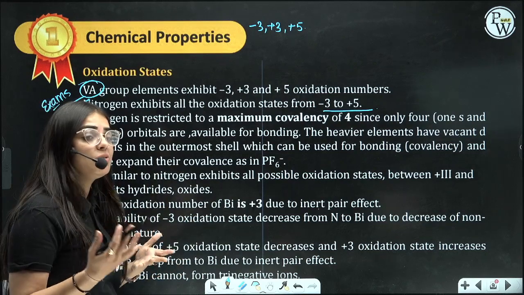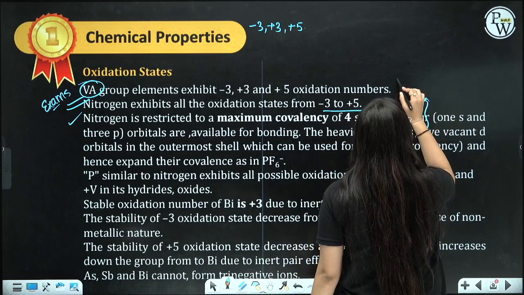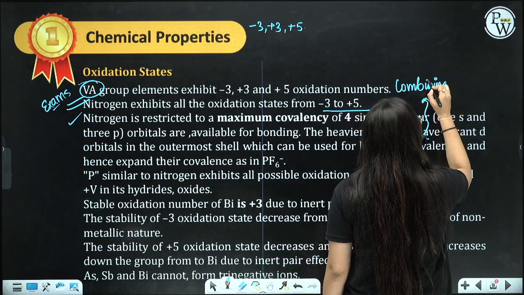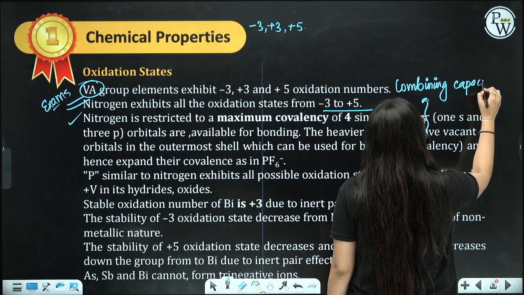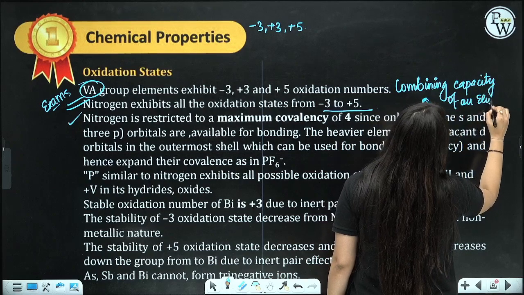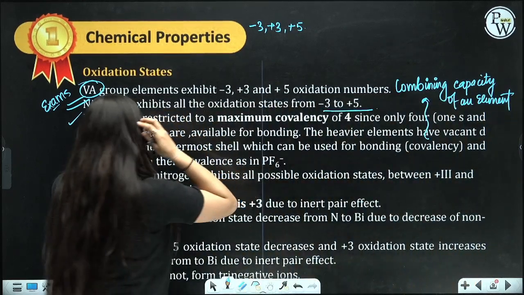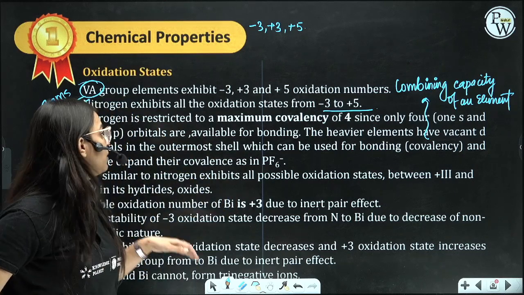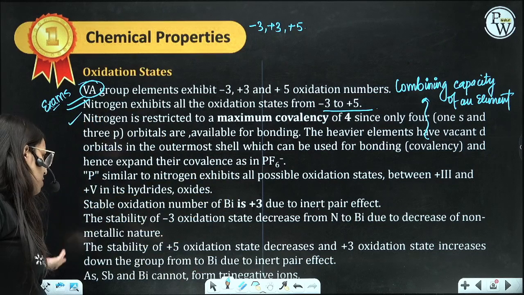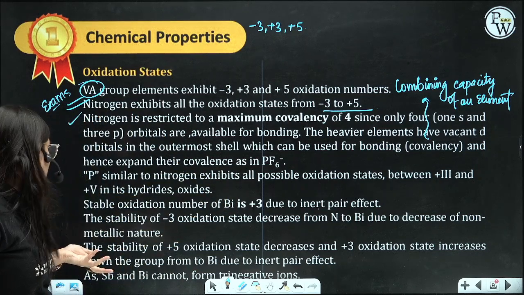Now, what is covalency? Students, if you don't know yet, you can write it down. It is basically the combining capacity of any element. So over here we have said that nitrogen has a maximum covalency of 4. Then if we talk about phosphorus, it can form its hydride in the +3 and the +5 oxidation states.